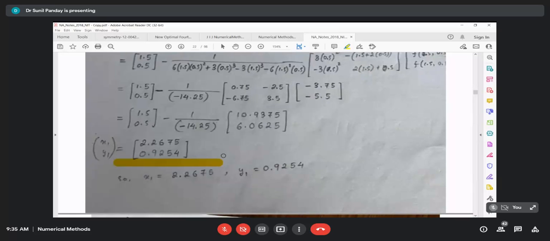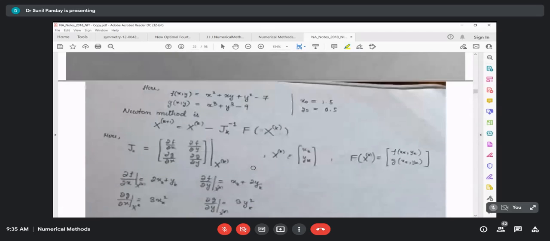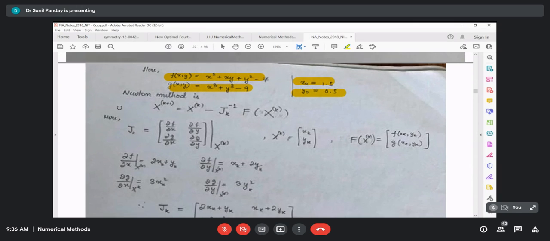So these are the values of x1, y1. This is the problem we are solving with respect to initial guesses x naught and y naught. This is our Newton method: x(k+1) = xk - Jk inverse f of xk.